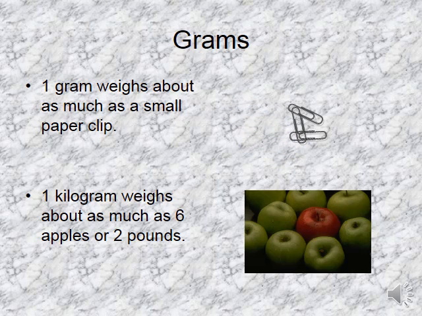1 gram, which is the base unit, weighs about as much as a small paper clip. That's still pretty small. But 1 kilogram, 1,000 times the base unit, weighs about as much as 6 apples or 2 pounds. So if you get 1,000 of these, you have the same as this, 6 apples.